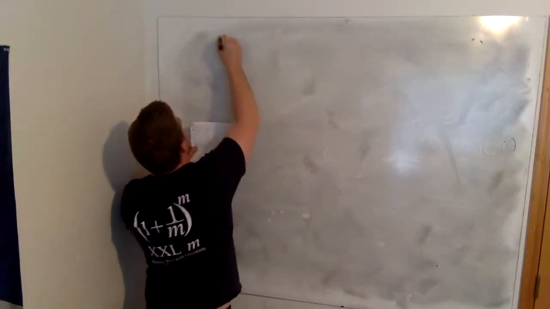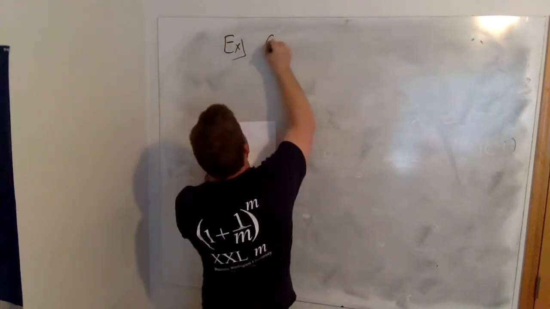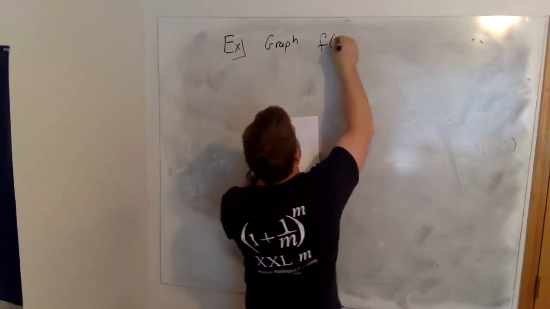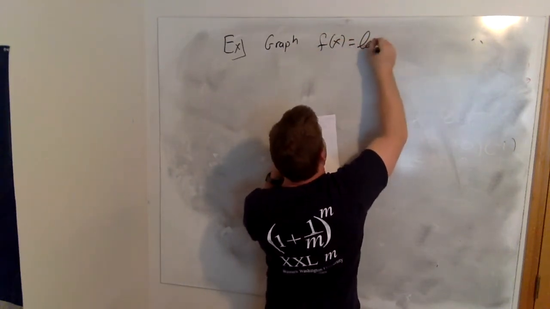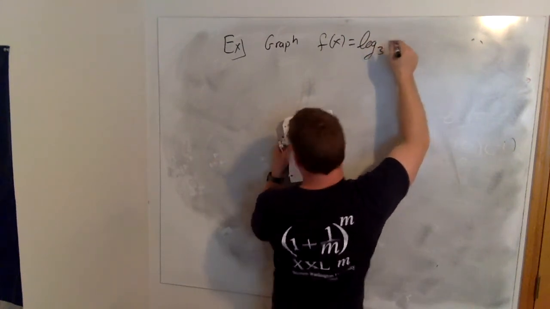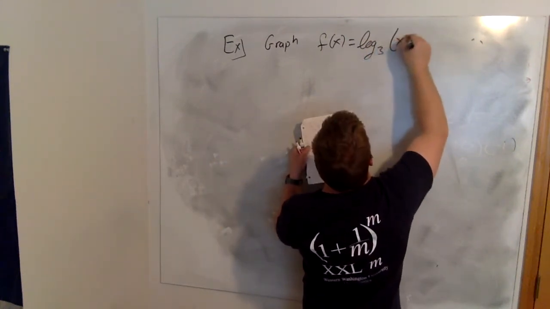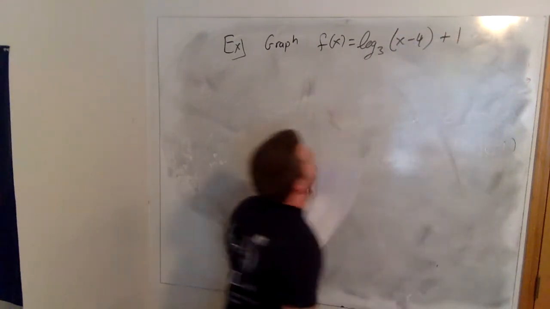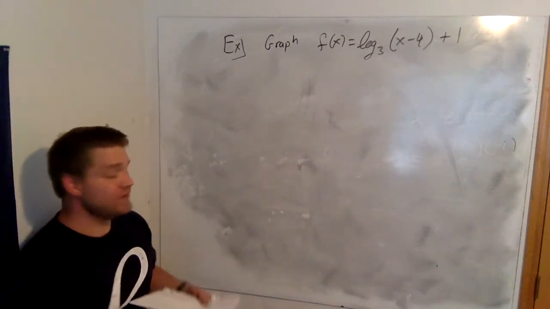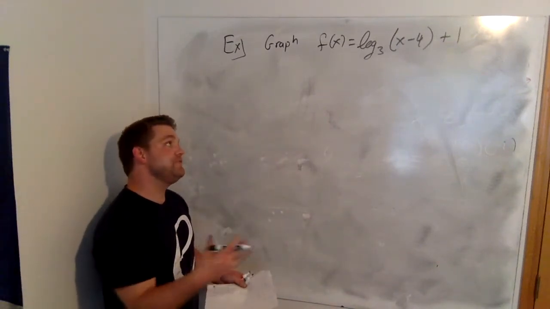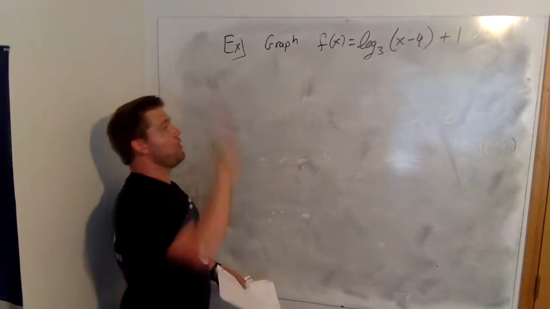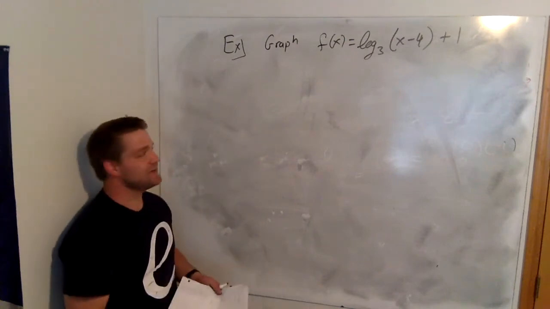Okay, so let's do some examples. Let's say that we want to graph f of x, which is equal to log base 3 of, how about x minus 4 plus 1. Go ahead and pause the video and give this a shot on your own. Think about the key features on the parent function and think about what transformations are happening to it and run those numbers through the transformation and see what the graph should look like.